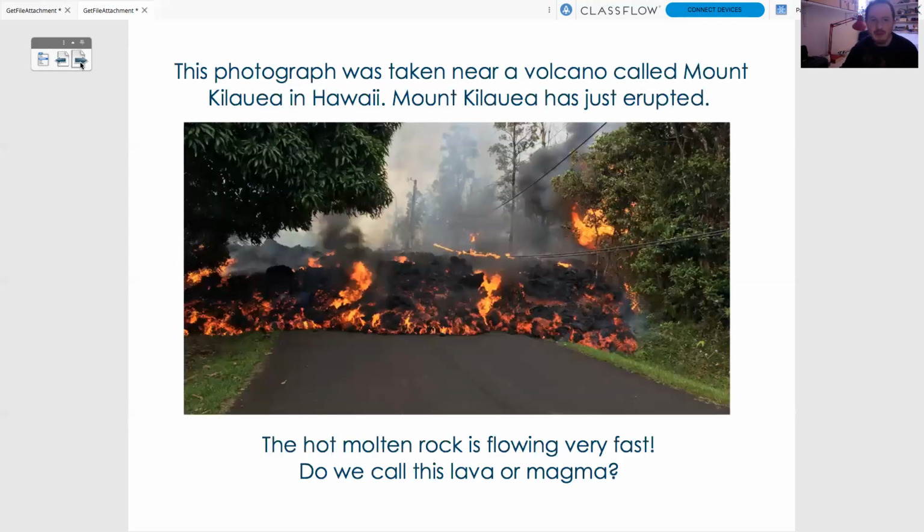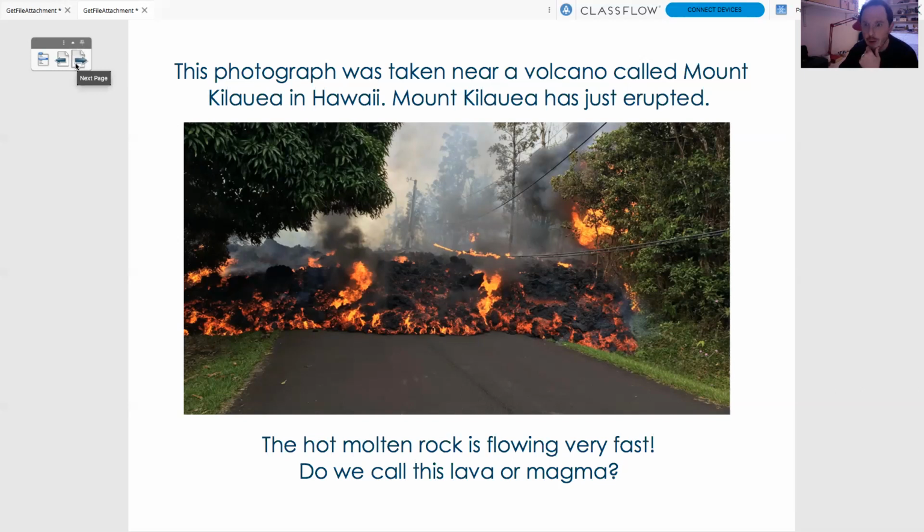Now, this photograph was taken near a volcano called Kilauea, okay? Mount Kilauea in Hawaii. And I Googled how to pronounce that, so I hope I've got it right. Now, Mount Kilauea has just erupted, and the hot molten rock is flowing very fast. Can you see it on the street there? Now, do we call this molten rock lava, or do we call it magma? Do you remember what we call it when it's above ground and what we call it when it's below ground? This hot molten rock. My goodness.